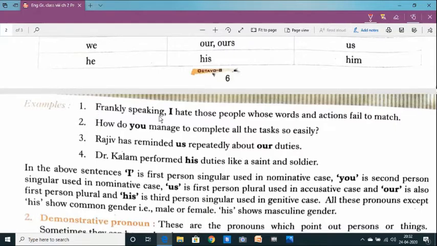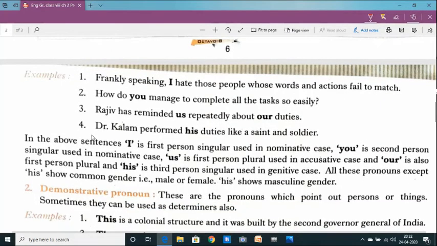Frankly speaking, I hate those people whose words and actions fail to match. In the second sentence, how do you manage to complete all the tasks so easily? In the third sentence, Rajiv has reminded us repeatedly about our duties. In the fourth sentence, Dr. Kalam performed his duties like a saint and soldier.